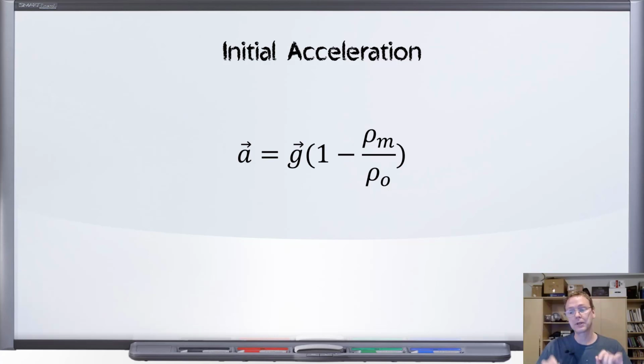At the moment I drop it, its velocity is 0, the airspeed is 0, and so the aerodynamic drag is 0. So only for that instant is that going to be accurate. Once the object starts to move, we need to add the drag term, and perhaps we'll do that in the next video if people are interested in that.